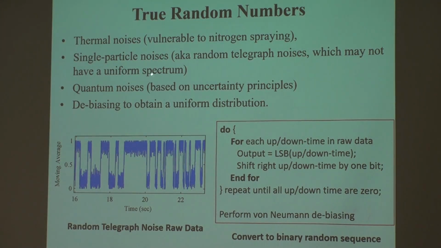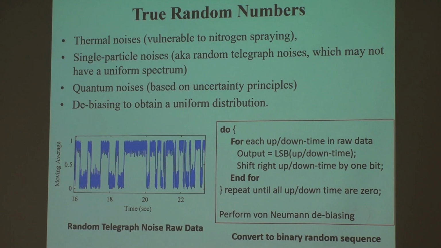The next one being used is called single particle noise, also called random telegraph noise, and it's one of the examples I show here. This is what my group has been doing. Instead of going for the extreme quantum noises, which are difficult to get based on uncertainty principles, single particle noises are easy to get. It's not as uncertain as quantum noises, but it's good enough. Most of the time you can extract the random telegraph noise, then you can use that as a true random number generator.